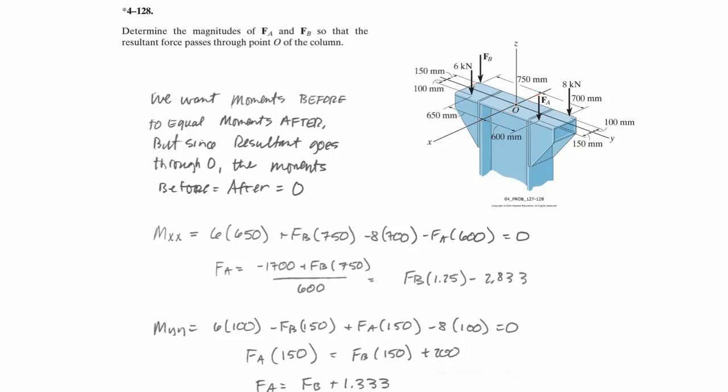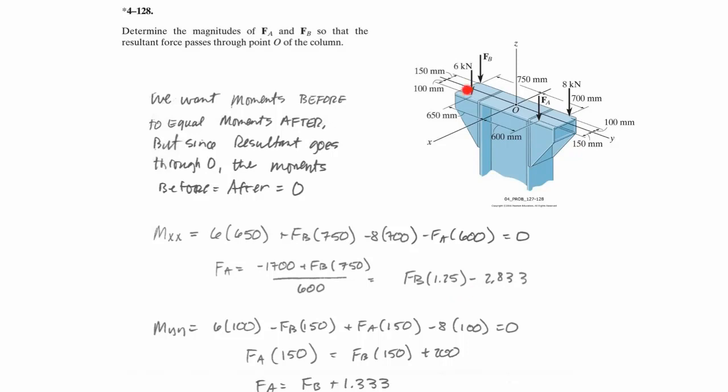I've got 6 times this lever arm of 650, and FB times this lever arm of 750, and those are both going in that direction, which would be positive x, positive rotation about the x-axis. Here on this side I have FA, which is unknown, times 600, and 8,000 times this lever arm. Those are both going in the negative x-axis. And then the result has to be equal to 0. Well, I have two unknowns, FB and FA, and they're kind of functions of each other.